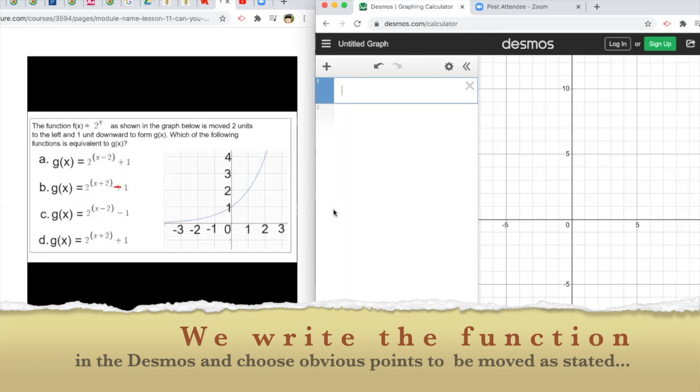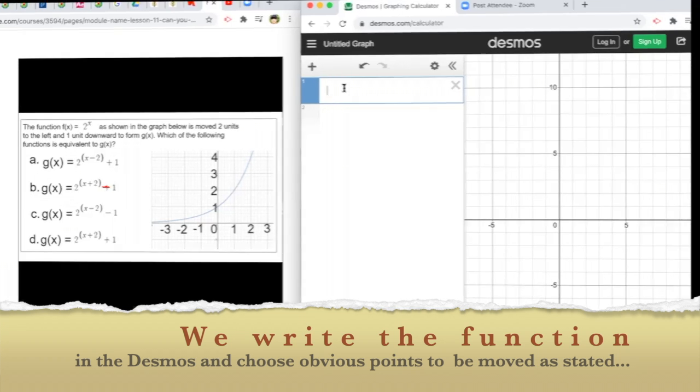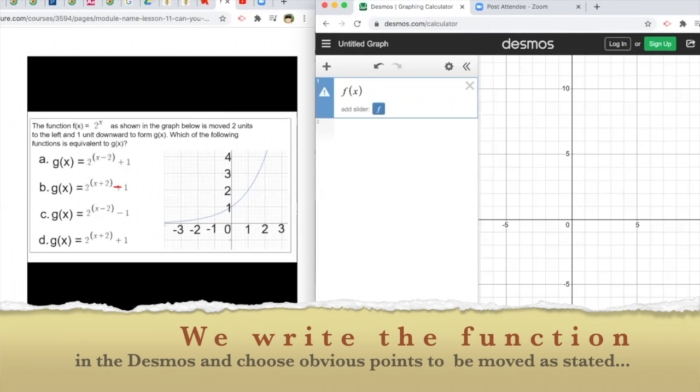So all we need to do is first write the function in Desmos. That would be f of x equals 2 to the x. So this is the function in Desmos, and we are just going to follow the description of the movement in the problem. First, it says it moves 2 units to the left.